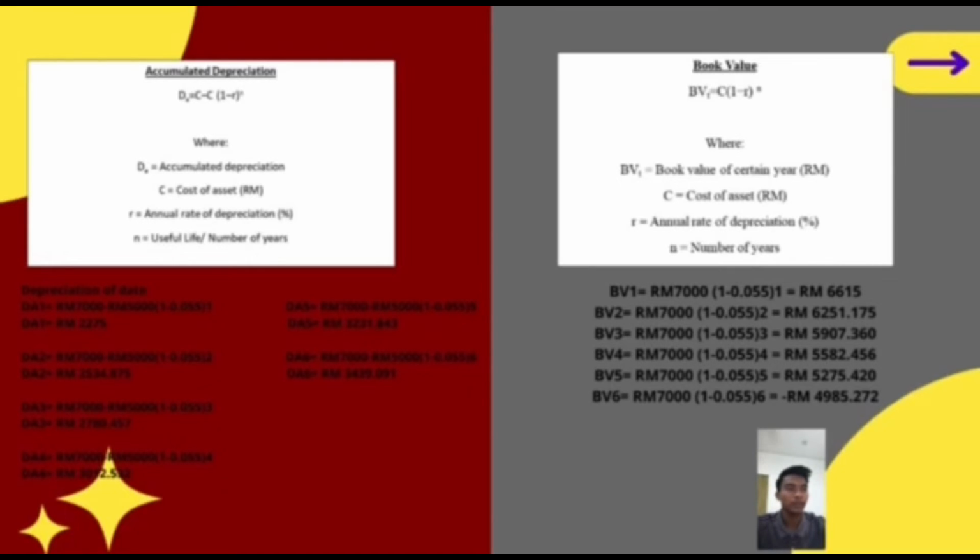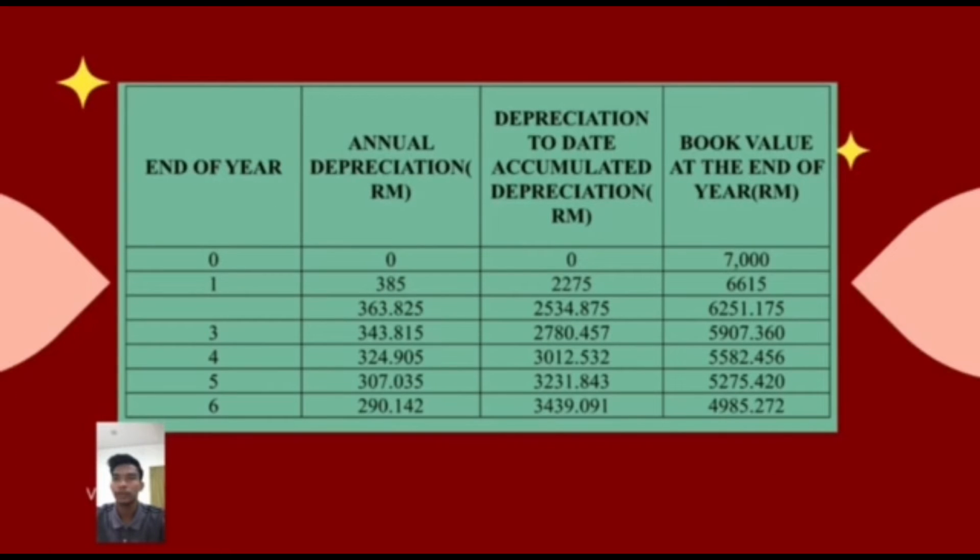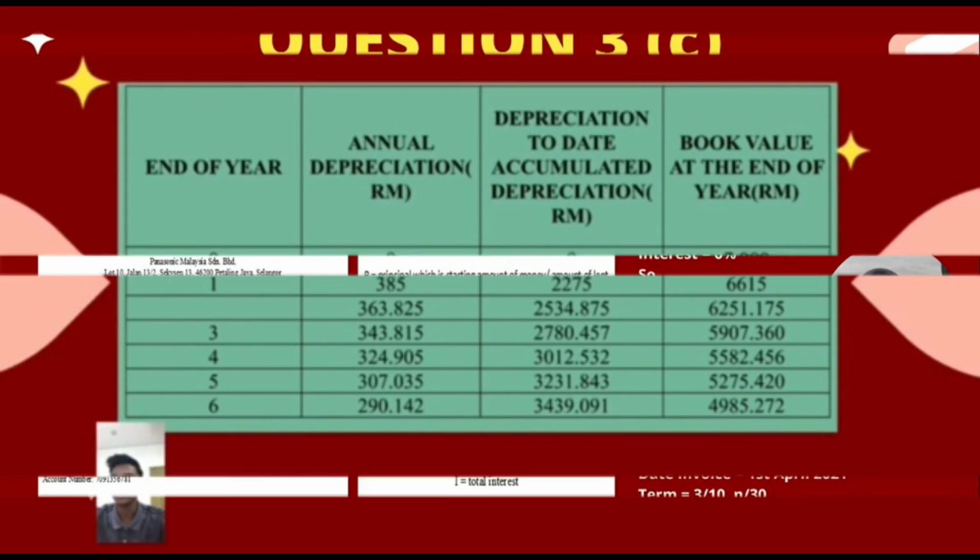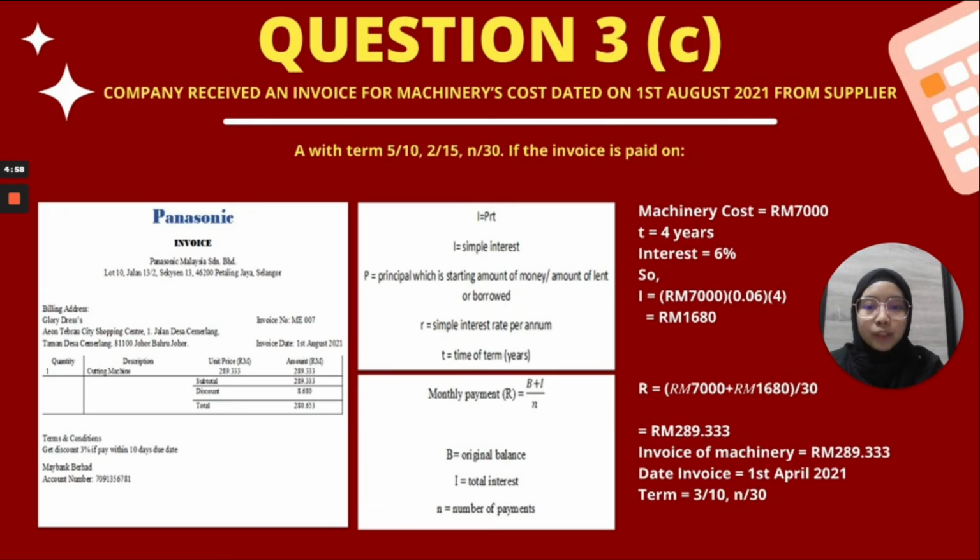For the book value, we use this formula, and we just change the number of years to get the answer. The table shows what we found, which is annual depreciation, depreciation to date or accumulated depreciation, and book value at the end of year. Now I'm going to proceed with question number 3C.